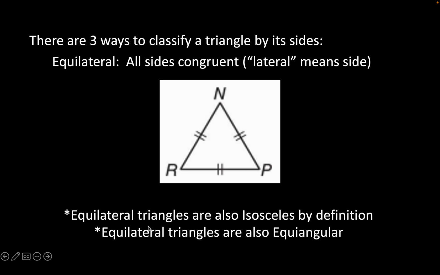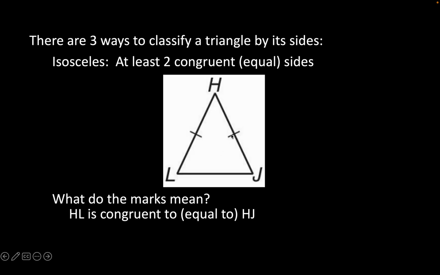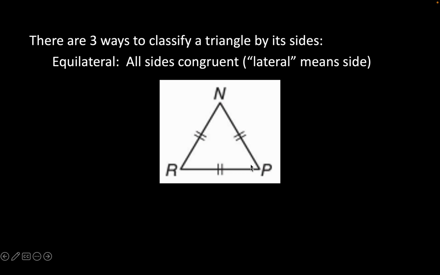All right, so equilateral triangles, again, are also equiangular because what you'll learn later on is that the angle-side relationship is that if two sides of a triangle are congruent, then the angles that face up to them are also congruent. And in this case, actually, let me go back to your isosceles triangle. So since these two sides are equal, it means that angle L would be equal to angle J because that's what they open up to. Well, in this case, because all three sides are equal, it means that R is equal to P is also equal to N, which makes it equiangular.